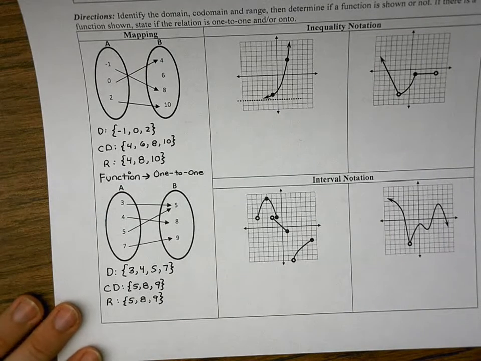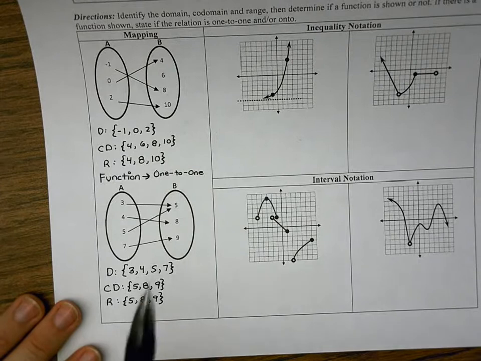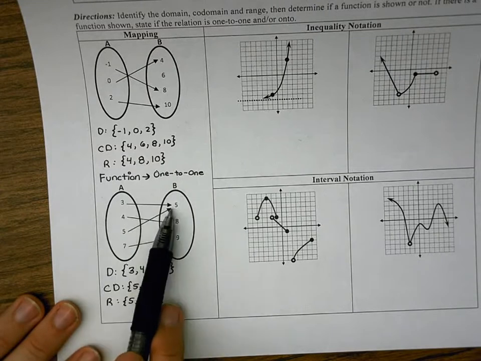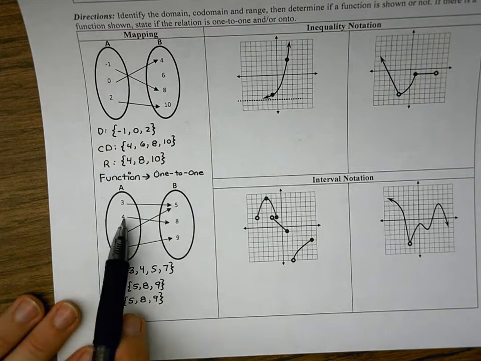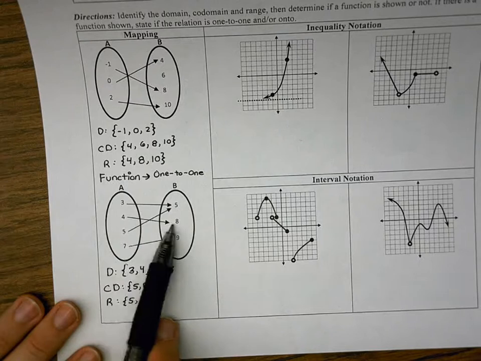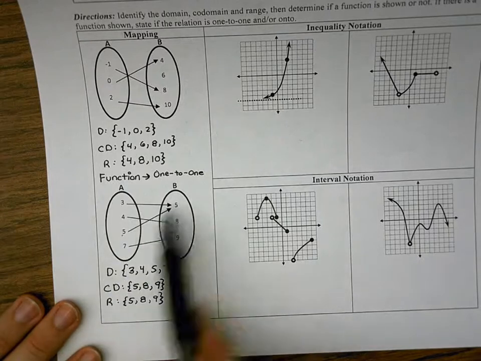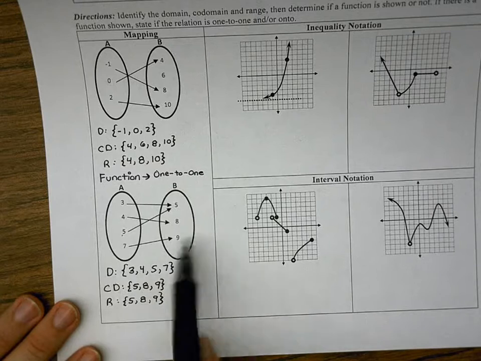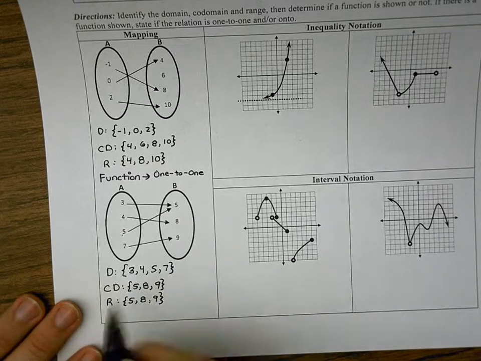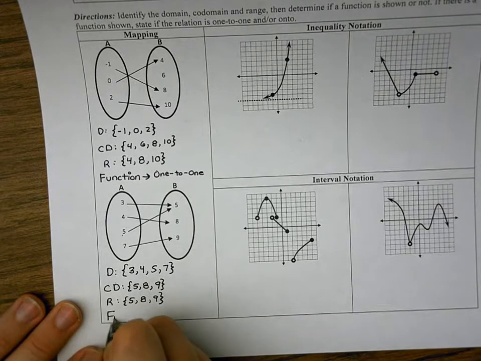Okay, next, is it a function? Remember, a function, no repeating x's, right? I can't have any x that results in more than one y. Well, 3, does it result in more than one y? Nope, it just goes to 5. 4, does it result in more than one y? Nope, just goes to 8. 5, more than one? Nope, just to 5. 7, more than one? Nope, just to 9. And so this is a function.